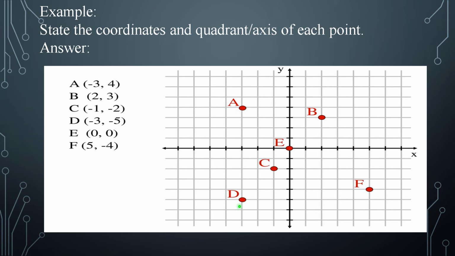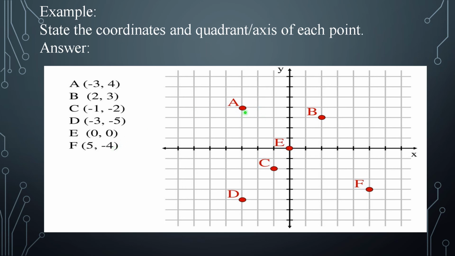Next, let's have D. D, as you can see, this is negative 3, and this one is negative 5. So negative 3, negative 5. The intersection is this point. So negative 3, negative 5. Last one, let's have F. For F, this is the x-coordinate. So let's count: 1, 2, 3, 4, 5. So that's 5, the x-coordinate. And then this one, 1, 2, 3, 4, that's negative 4. So 5, negative 4 are the coordinates of point F.